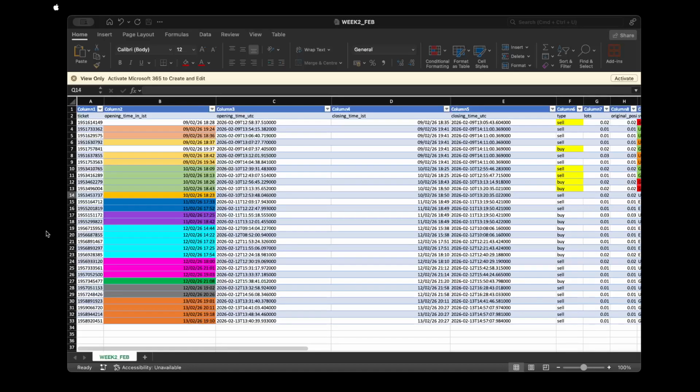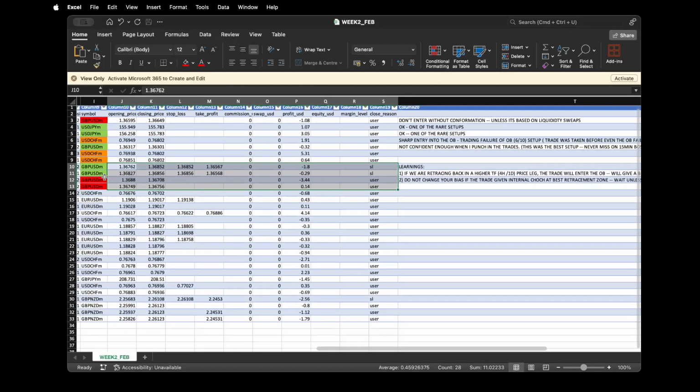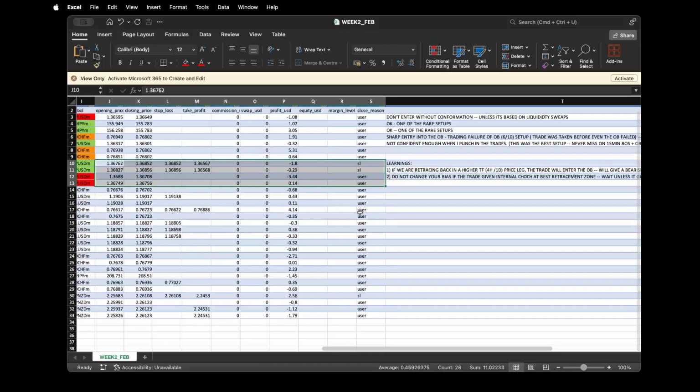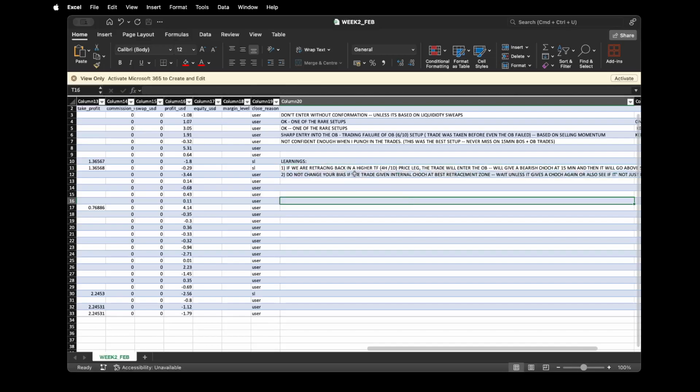Great. So we have learned the following things from our GBP USD mistake trade that we took. We changed our bias. The learning is, if you are tracing back from a higher time frame order block, then we did an observation. Do not change your bias if the trade gives an internal change of character. Even at a good retracement zone at 15 minutes, if the 3 minute or 5 minute time frame is giving a change of character, don't believe in that.